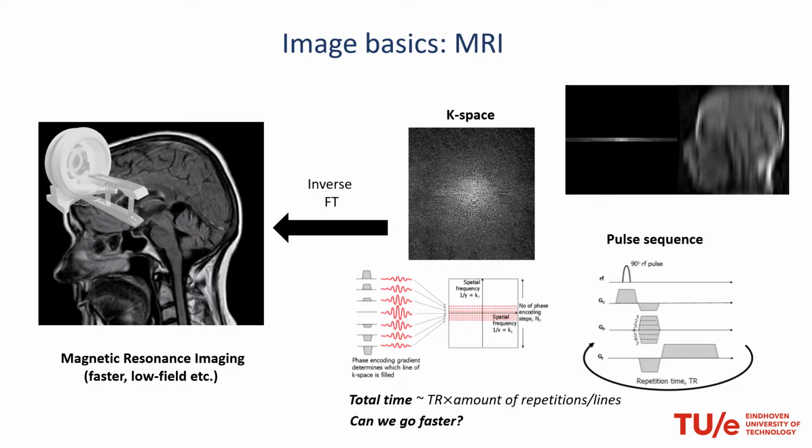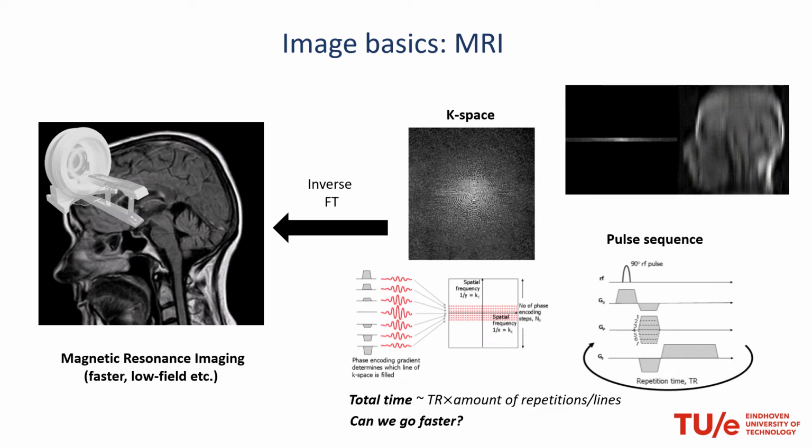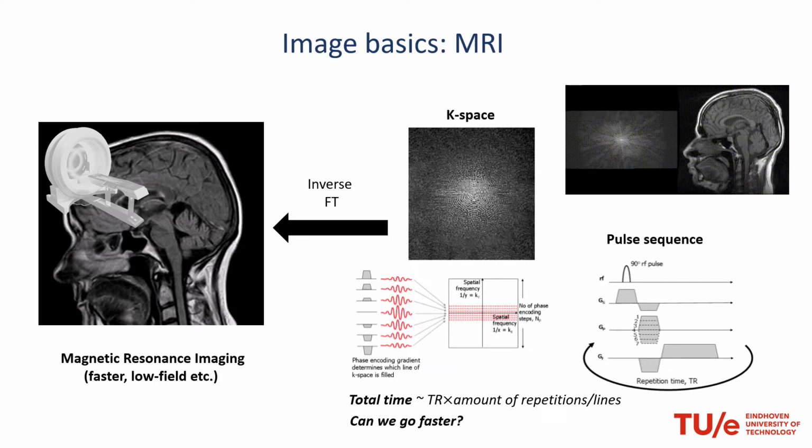So now, stepping away from ultrasound, let's have a look at the imaging basics of MR. Let's understand what's to gain over here. So in MR, what happens is that you acquire your samples in K-space. So in the 2D Fourier transform of the original image.